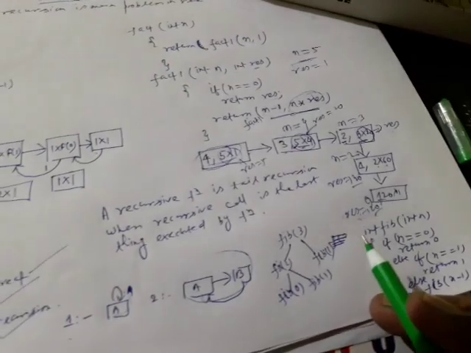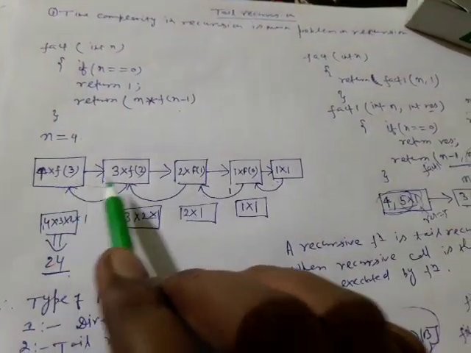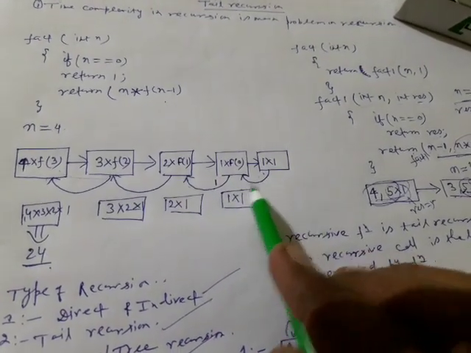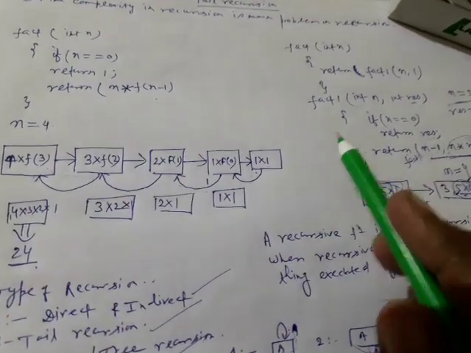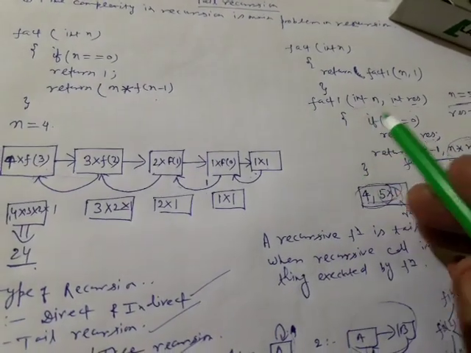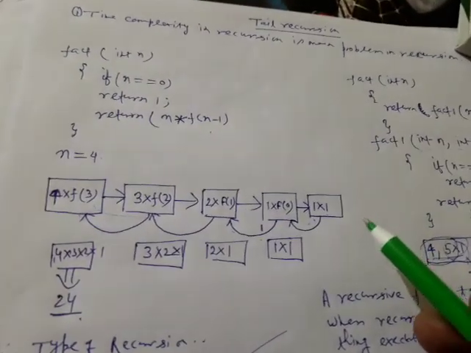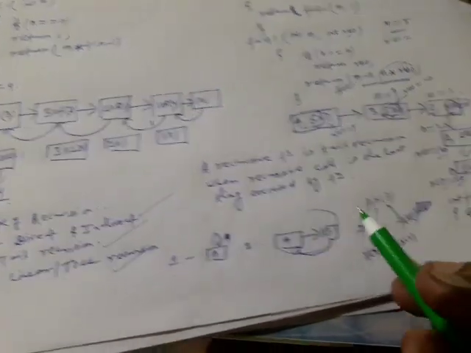Now we can go for linear. Linear means what we can see here. After this one, we have to calculate this one, calculate this one, calculate this one, calculate this one, and put this one, this one, this one, this one. So this is linear. You can go fact 3, fact 2, fact 1, fact 0, then fact 0, fact 1, fact 2, fact 3. In this way we are calculating. So these are the linear ways of performing the recursion call.